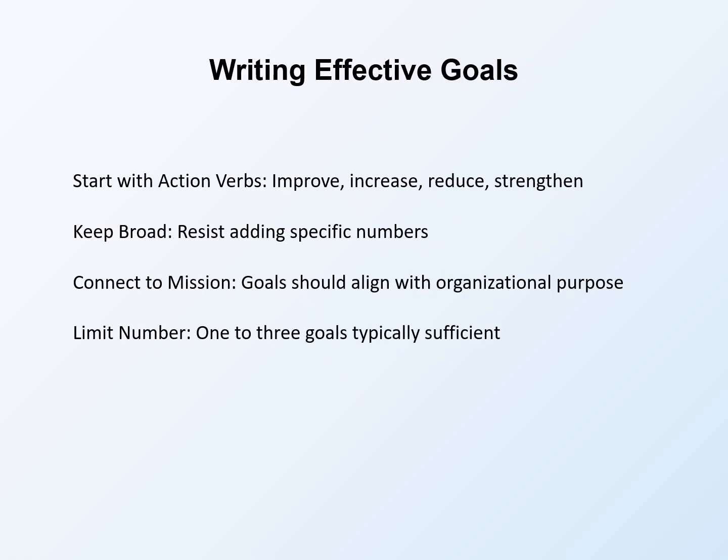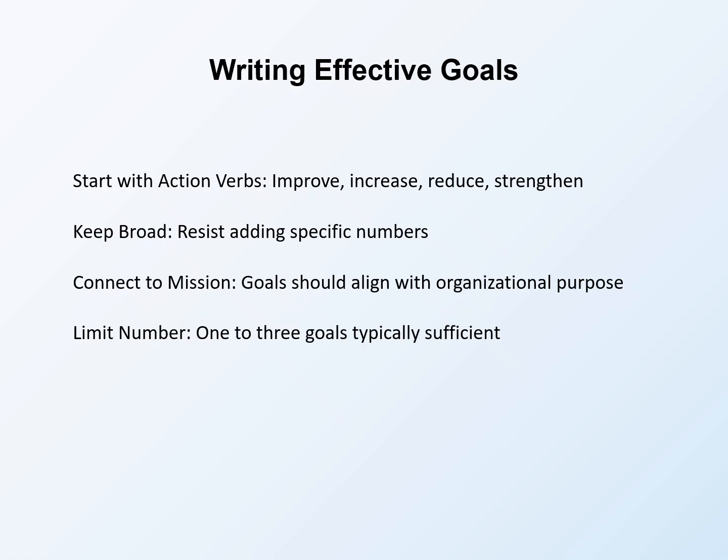Writing effective goals follows several guidelines. Start with action verbs that indicate direction. Improve, increase, reduce, strengthen, enhance, and promote all work well. Verbs indicate movement toward a desired state. Keep goals broad by resisting the temptation to add specific numbers. Goals should be aspirational statements, not quantified targets. Save the numbers for objectives.